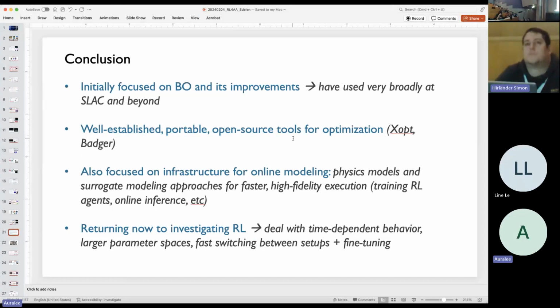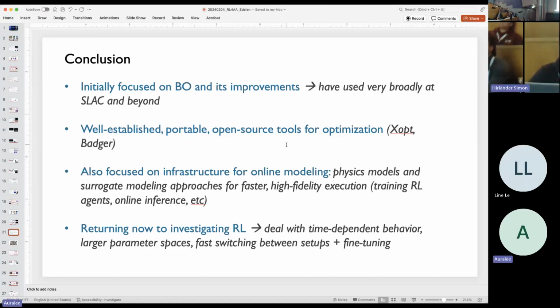So in conclusion, initially at SLAC, we focused a lot on Bayesian optimization and its improvements. We've used BO very broadly at SLAC. I should have highlighted it here. I'll add it to the slides that I upload. We, along with many collaborators, just recently published a survey of BO in accelerators, and this includes many of the improved techniques that help in trying to deploy BO on accelerator problems.